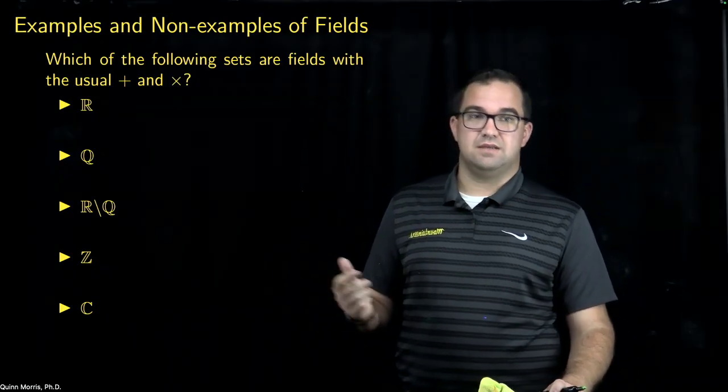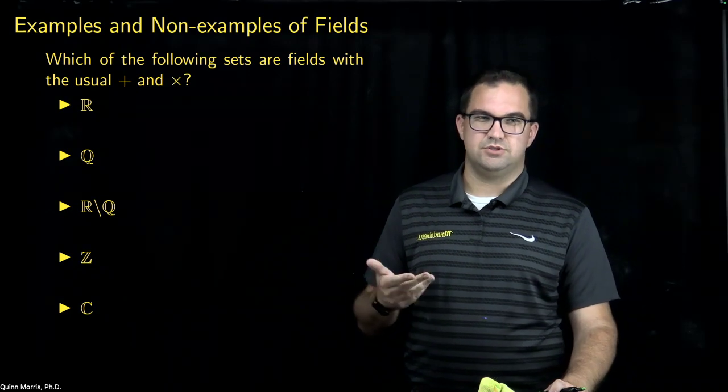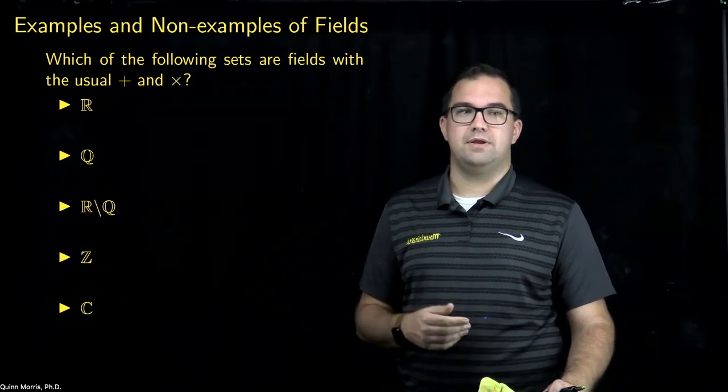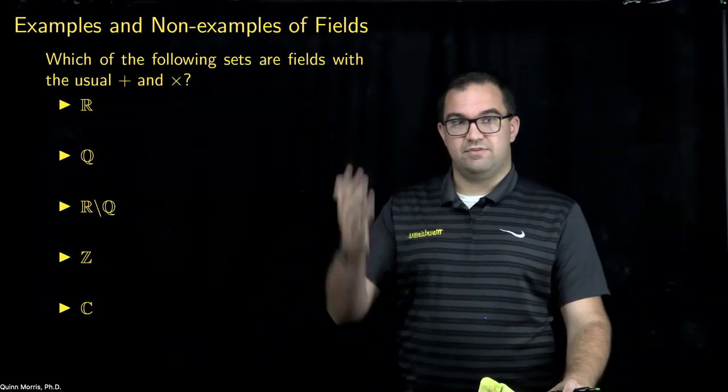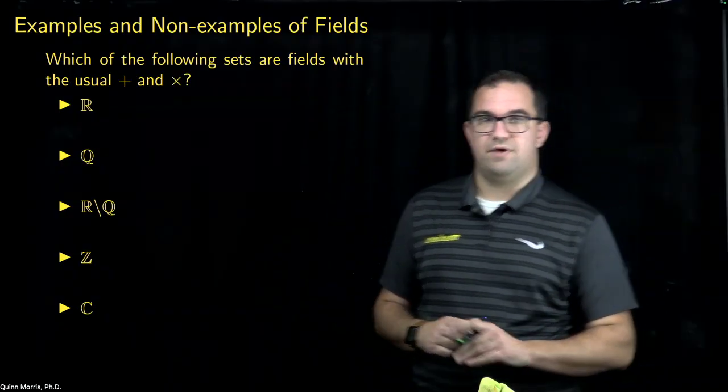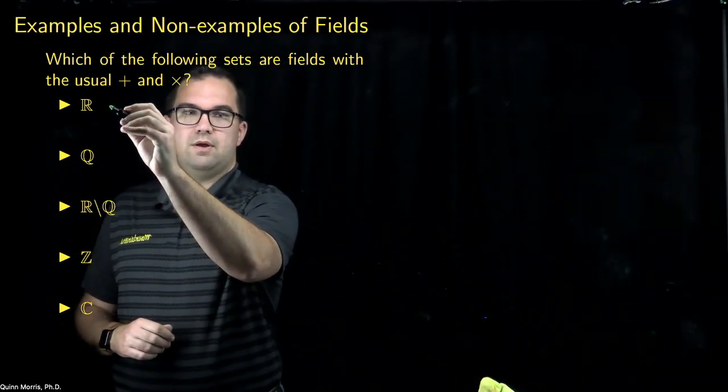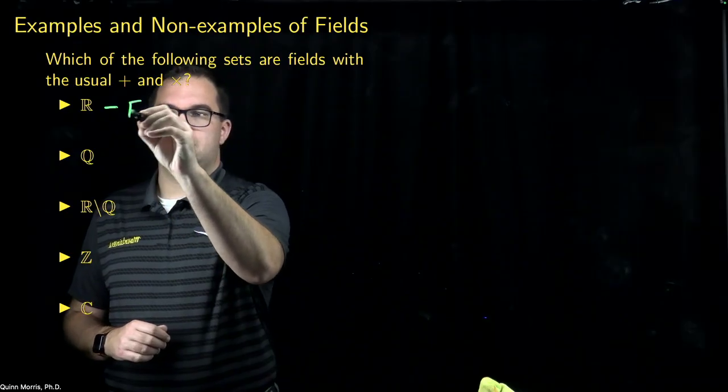And then finally, 6, addition and multiplication. The standard addition and multiplication satisfy a distributive property. So all of the conditions of a field are satisfied. So the real numbers are a field.